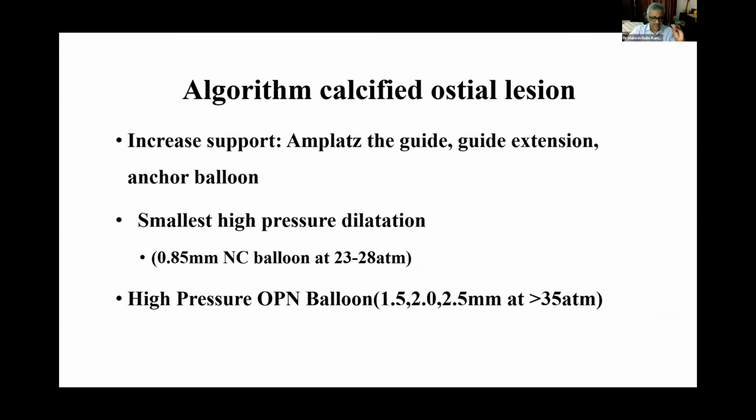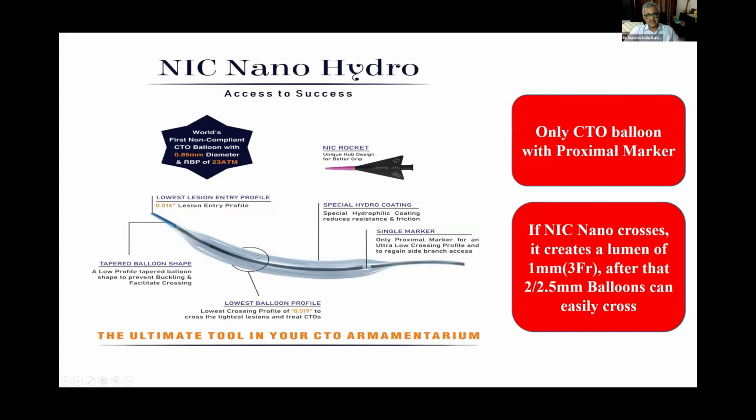That's a phenomenal amount of dilatation. And you have a high pressure OPN balloon, which starts with 1.5 and goes to more than 35 atmospheres. I've gone up to 45. So this is the NC Nano Hydro small balloon.